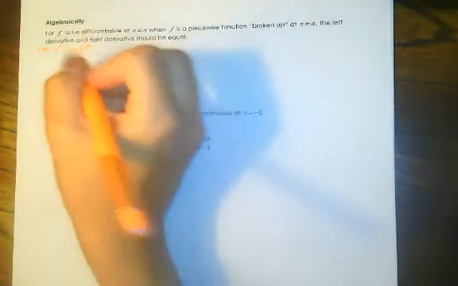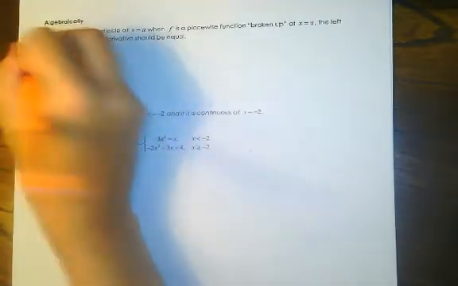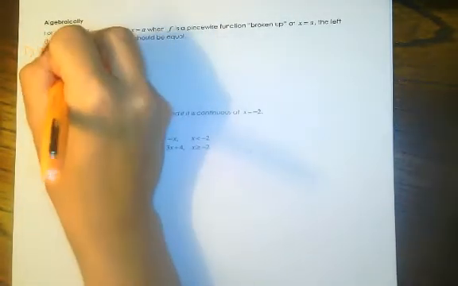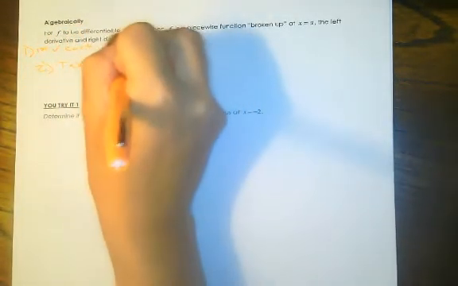So after you check for continuity, that's your first step there. Check for continuity, and then you're going to take the derivative of each side of the piecewise.